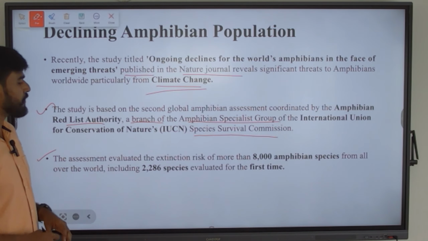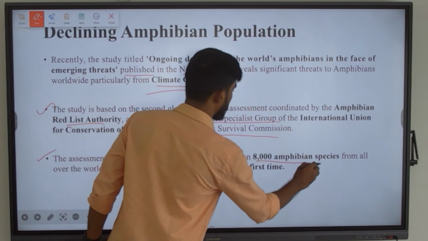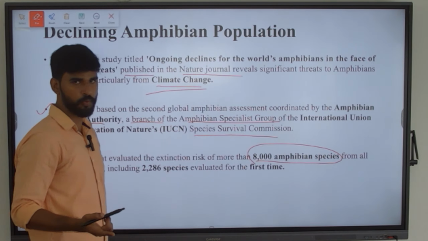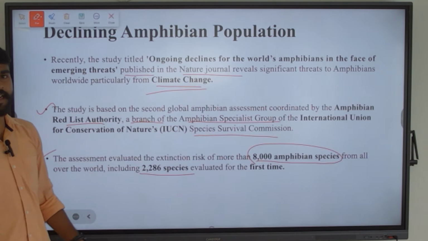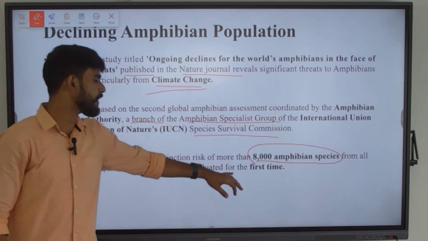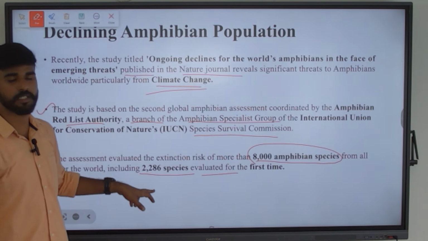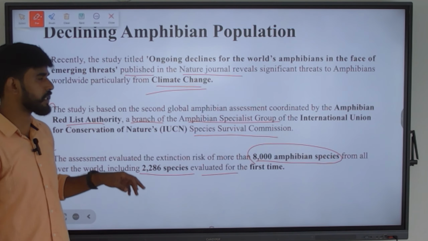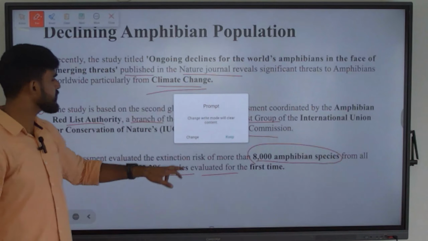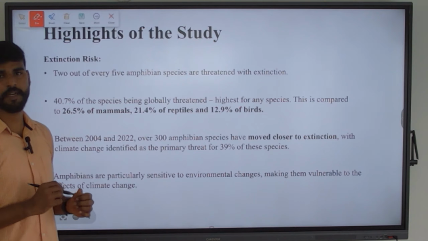And the assessment evaluated the extinction risk of more than 8,000 amphibian species from all over the world, and it includes 2,286 species evaluated for the first time. So of these 8,000 species, 2,286 species were evaluated for the first time. Next is, what are all the highlights of this particular study?